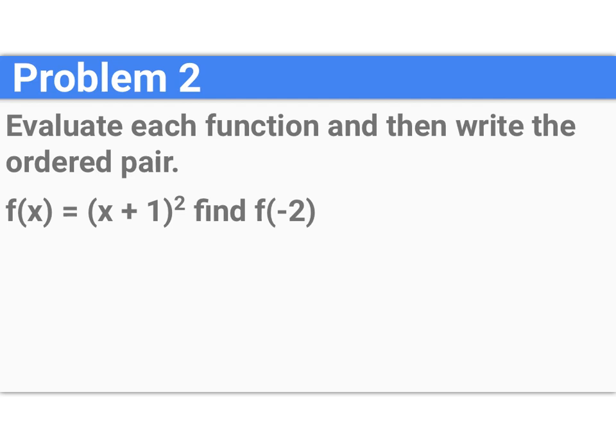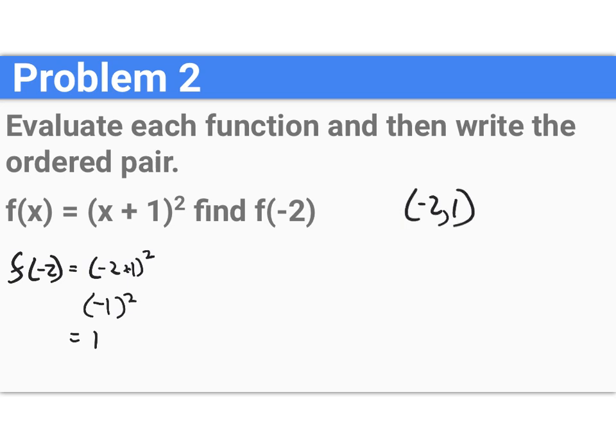Evaluate the function and then write the ordered pair. x plus 1 squared. So our ordered pair: -2 is our x. f of -2 equals -2 plus 1 squared. -2 plus 1 is -1, squared is +1. So there you go. That's our ordered pair.